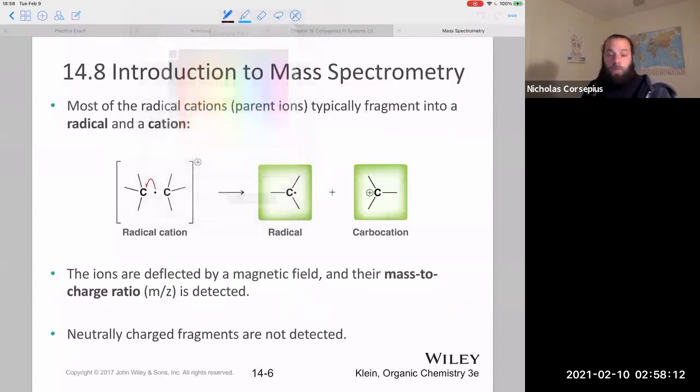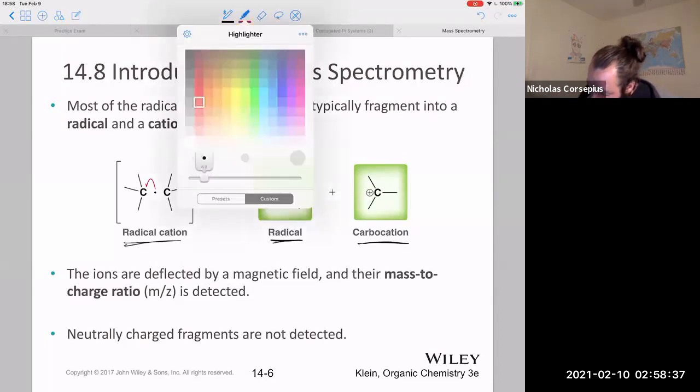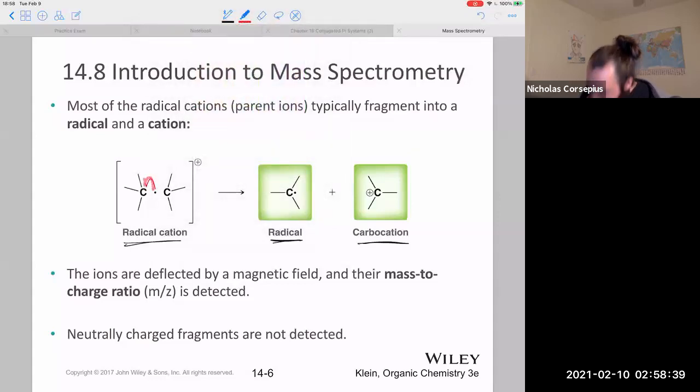And then sometimes that molecular ion, that intact radical cation, will make it all the way to the detector. Often what happens though, is that your radical cation will further fragment into just a radical and a cation. So one half of this molecule will end up accepting that one electron. That's what we see here. And that leaves the other one with a positive charge, okay?